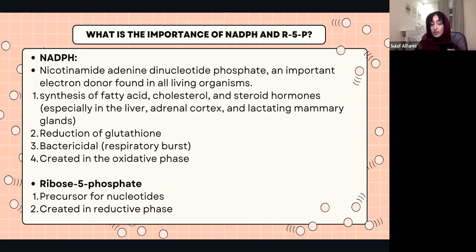The second thing, which is important, is the ribose 5-phosphate, which is a precursor for PRPP, which is the precursor of nucleotides, which make up our DNA and RNA, okay?